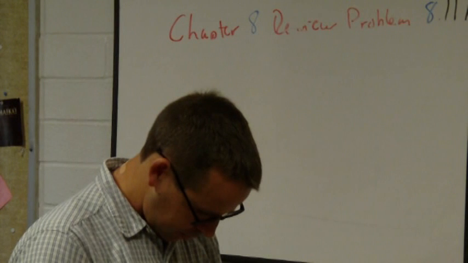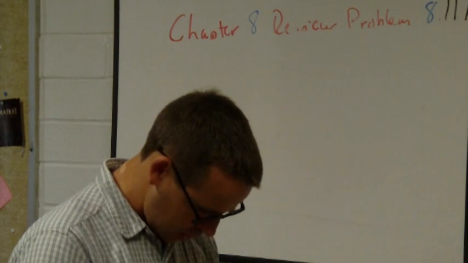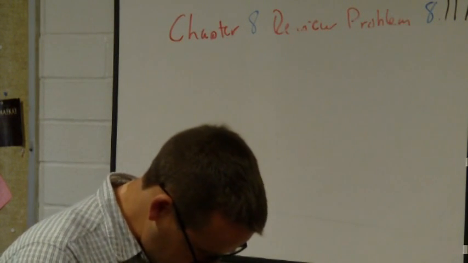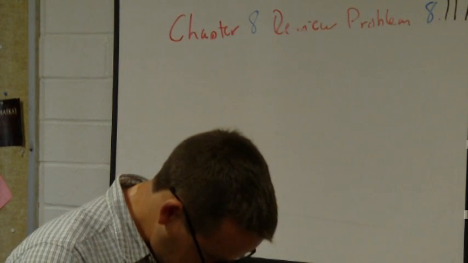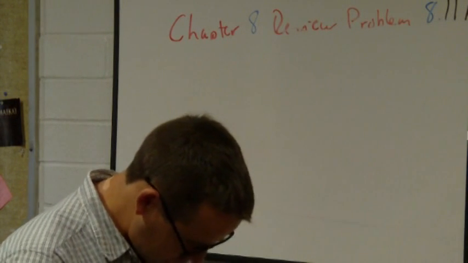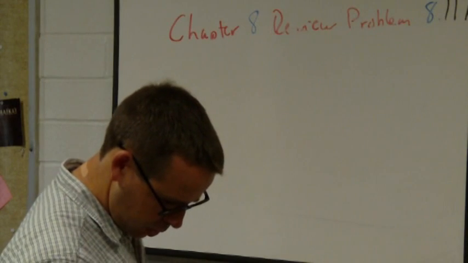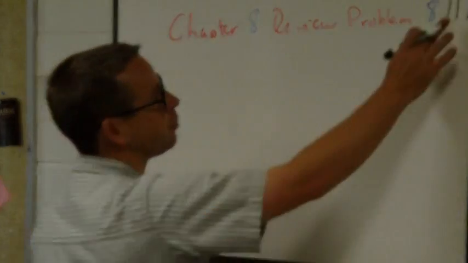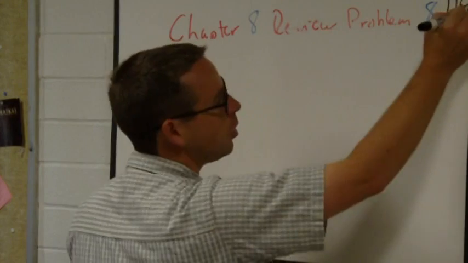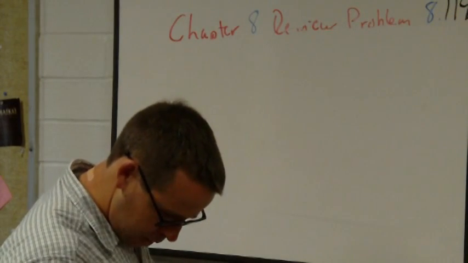All right, 819. I skipped down to 818 on accident. 819. Give the configuration for the valence shell of sodium, aluminum, germanium, and phosphorus. 819. Valence shell for sodium.